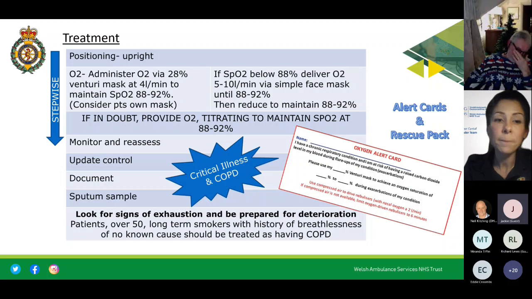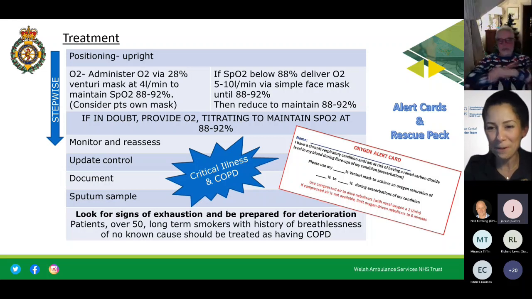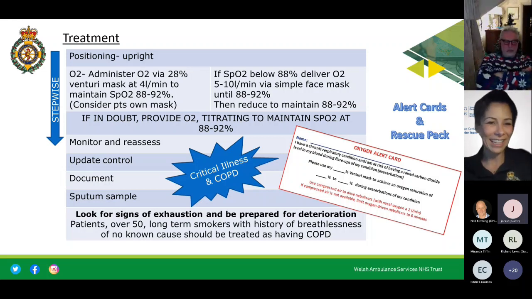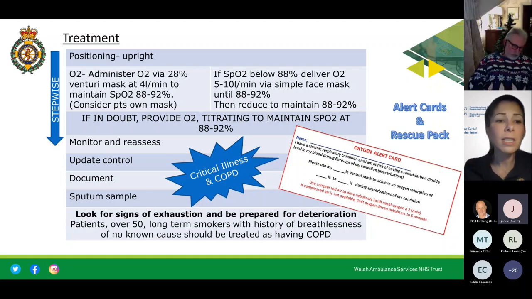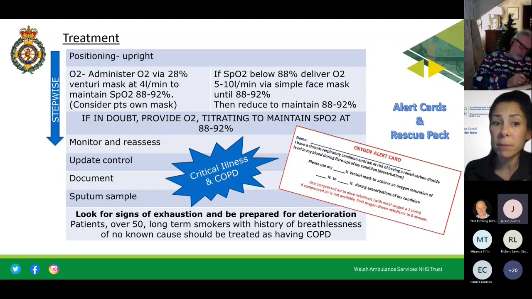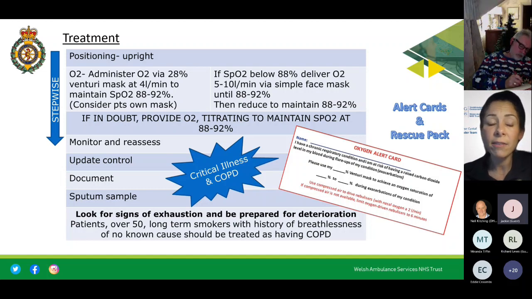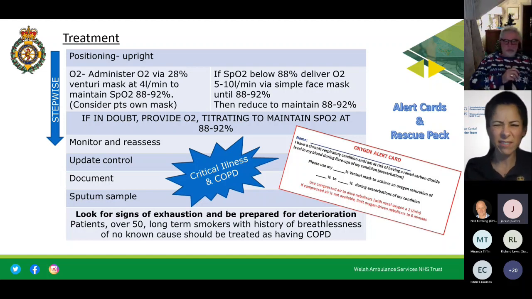And I keep mentioning it, a sputum sample, but there it is again. If you can, keep that. And just be looking for signs of exhaustion, but be prepared for patients to deteriorate. It does happen. And if you're getting a SATS reading, you're thinking, oh, in the 70s, is that right? Perhaps it's not very reliable. Be prepared that actually that might be reliable.